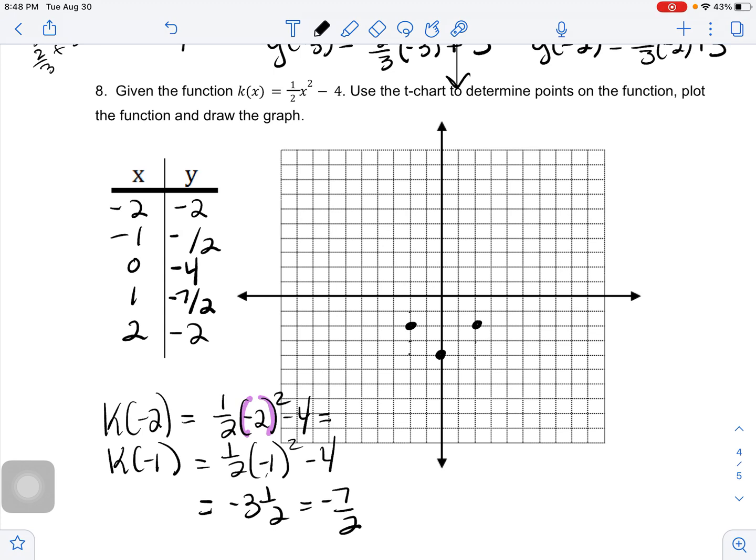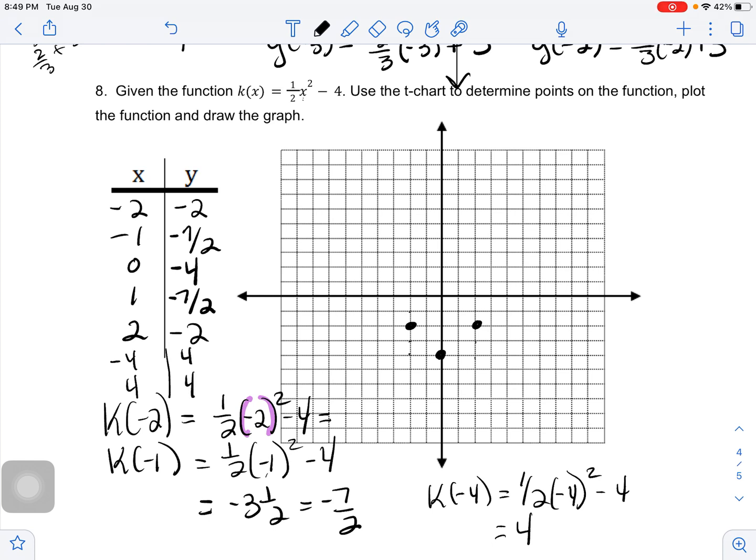And if you don't want to plot those fractions, you could just go to like -4 and 4. Like maybe you just want pretty points, right? So -4 squared is 16. So you would do k of -4. So that would be 1/2 times -4 squared minus 4. So that's 8 minus 4 is 4. So -4 would give you 4 and 4 would give you 4.